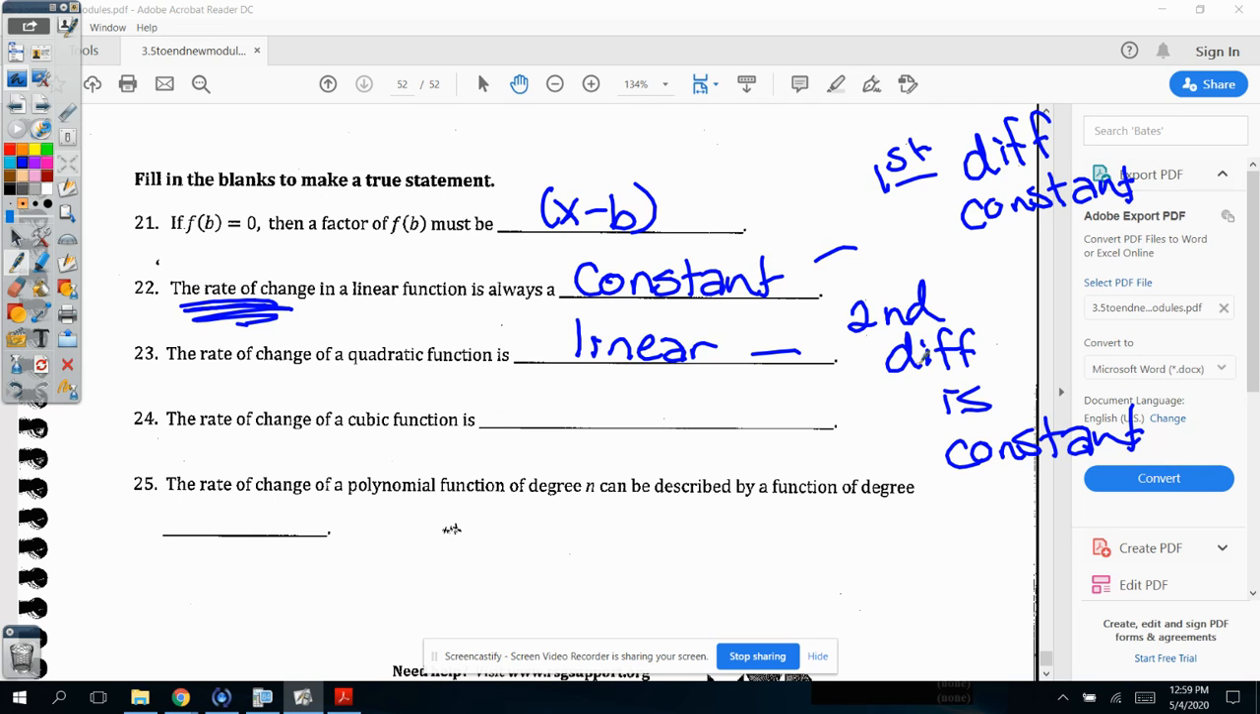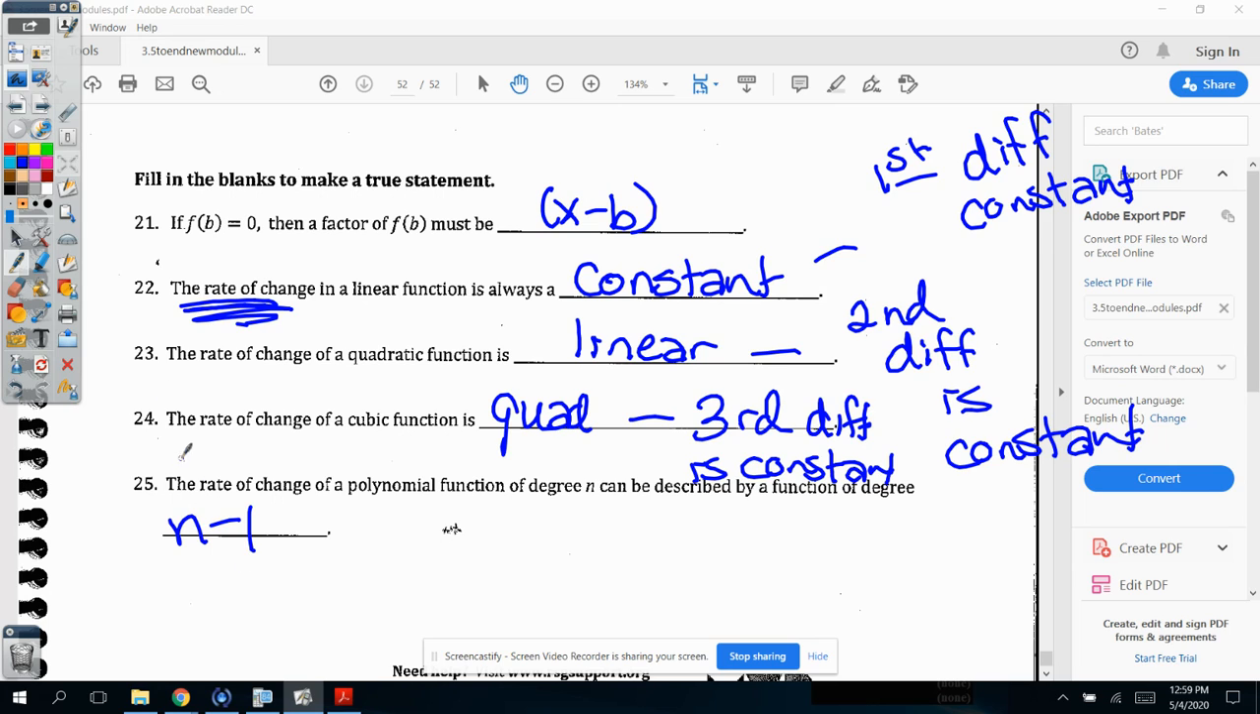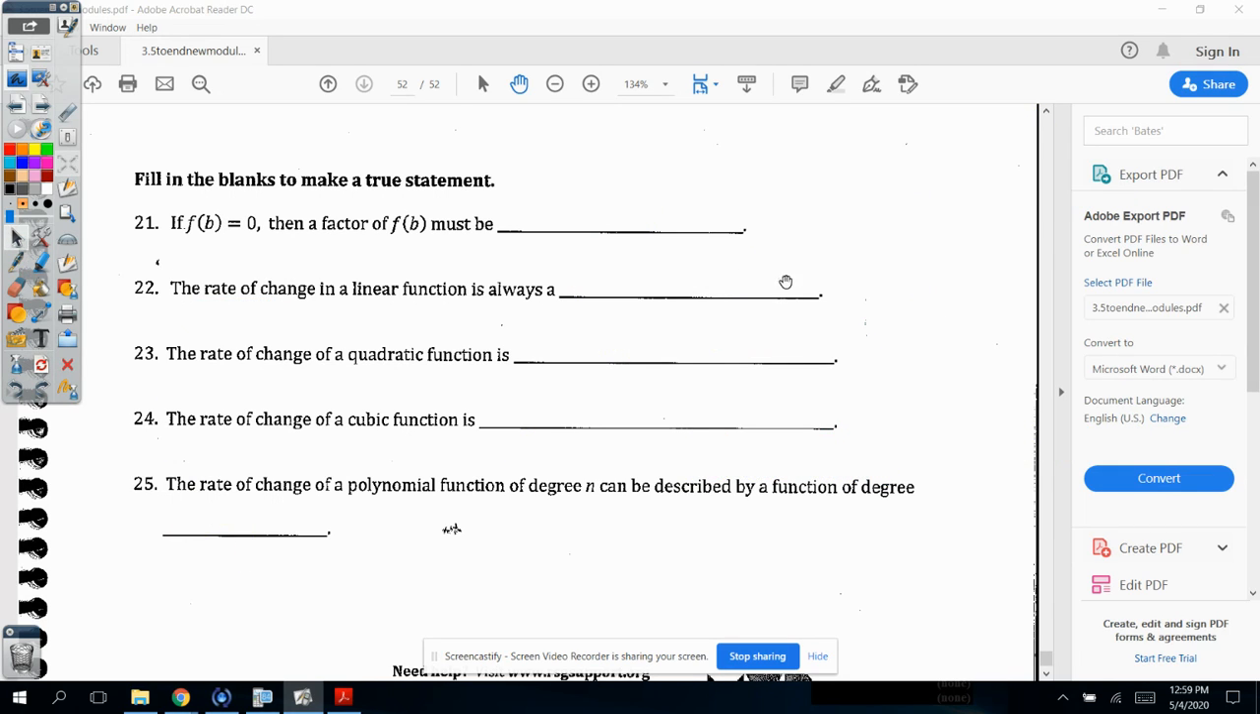And a cubic would be after it has a quadratic rate of change, which means the third difference is constant. So the rate of change of the polynomial of degree n is described by the function of degree n minus 1. Okay, it's all about the rates of change and subtracting those tables.